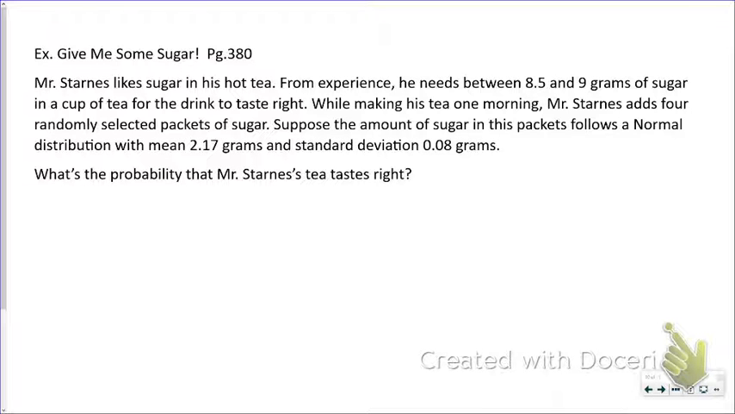All right, this problem's pretty tricky, I think. Maybe hit pause and read through it.